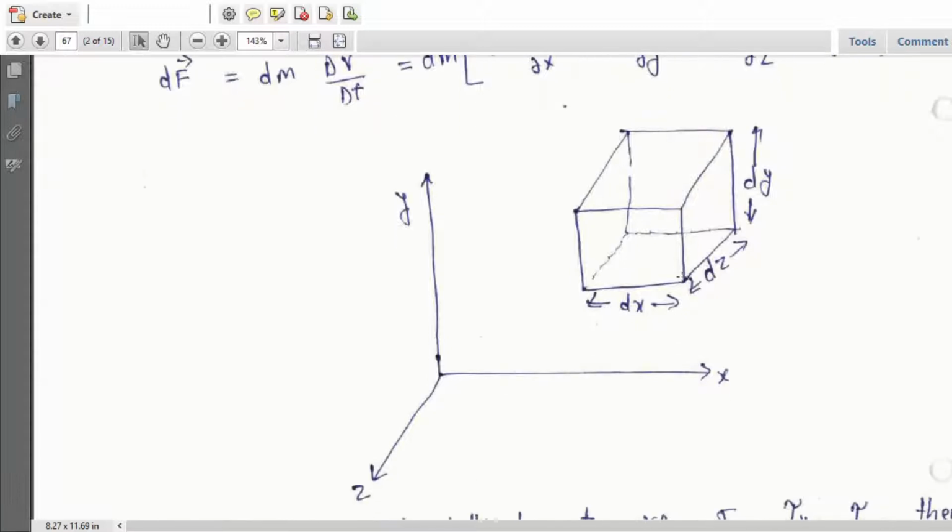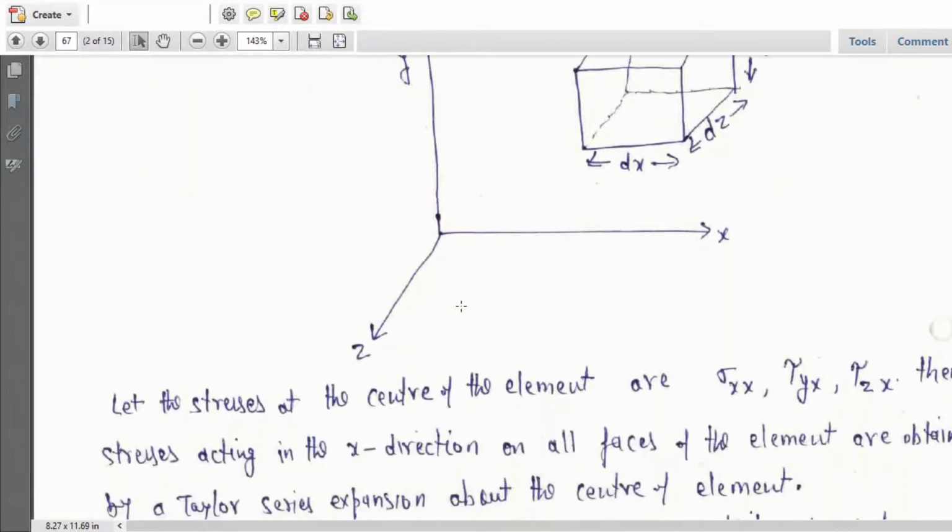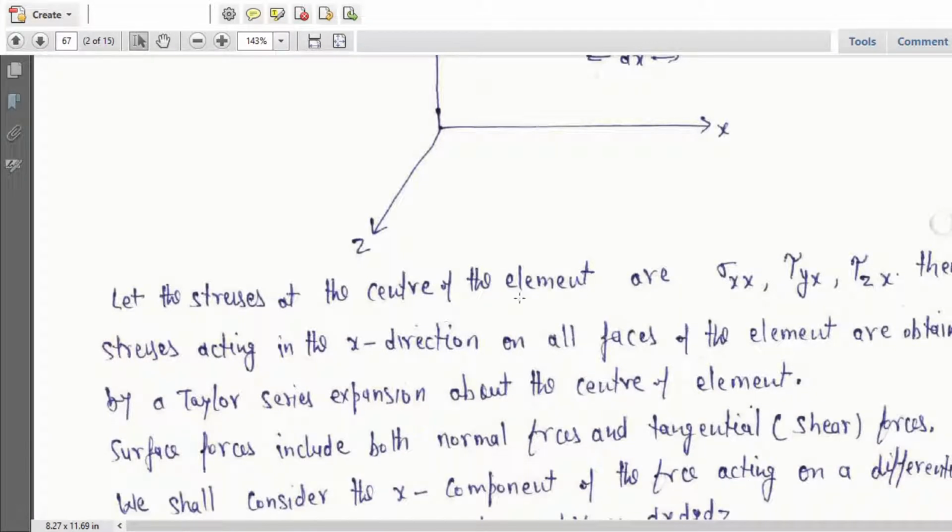Now consider a differential volume of dimension dx, dy and dz, for which we want to derive our momentum equation. Let the stresses at the center of the element be sigma xx, tau yx and tau zx. These are all three stresses in the x direction. The first subscript is always the plane: this is the x plane, this is the y plane, this is the z plane.